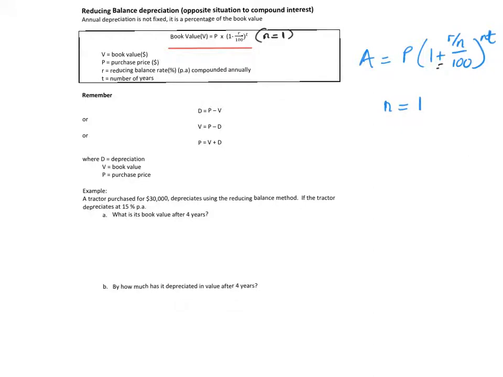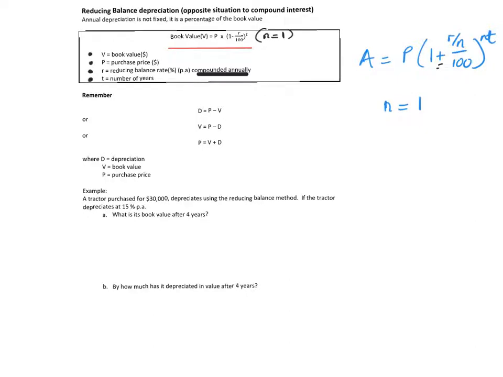Have a look at what all our letters stand for. V, book value, we've come across that in flat rate, so that's no different, and it's in dollars. P is purchase price, again in dollars. R is the rate, the reducing balance rate. And notice here that it is compounded annually. So we're only going to deal with compounded annually, like what we said before. And last thing there is T, which is number of years.